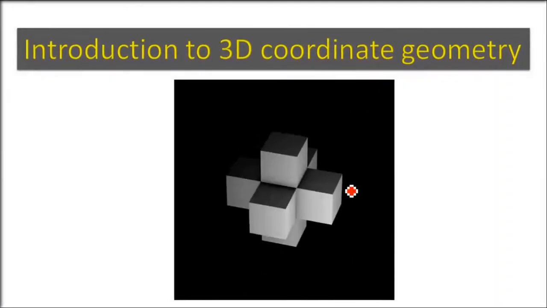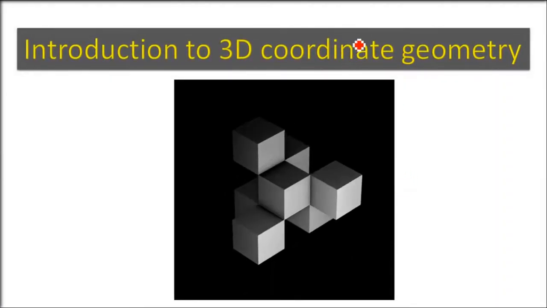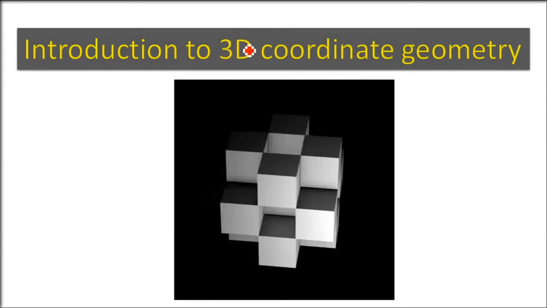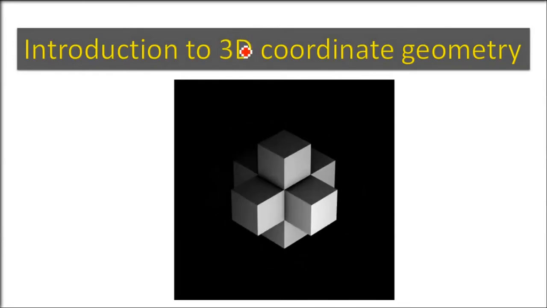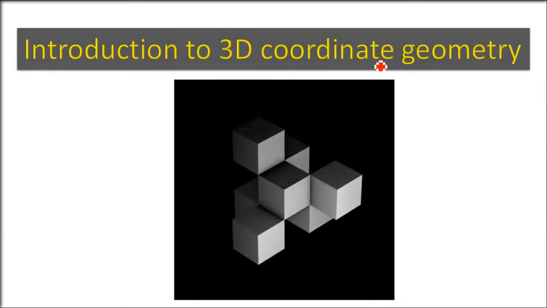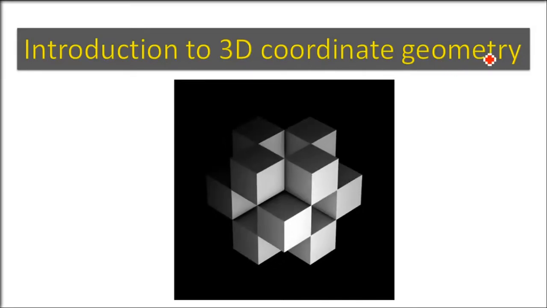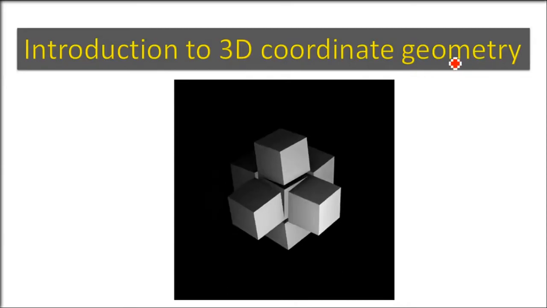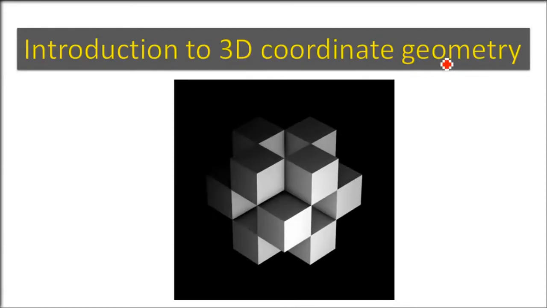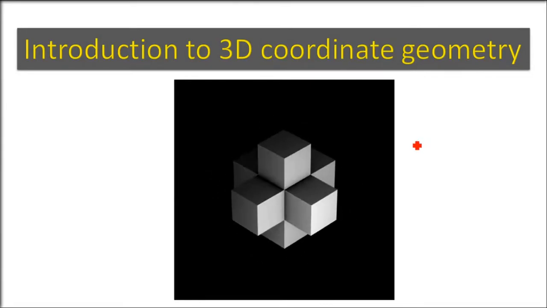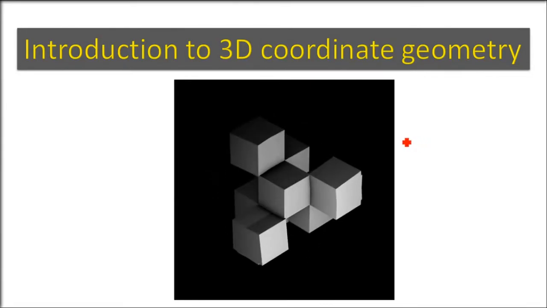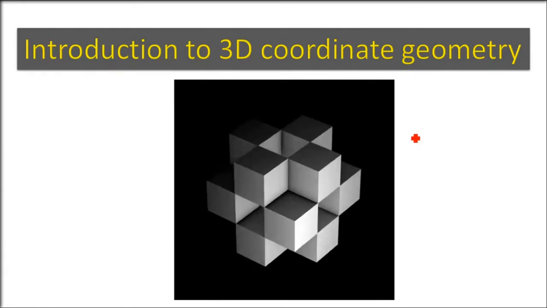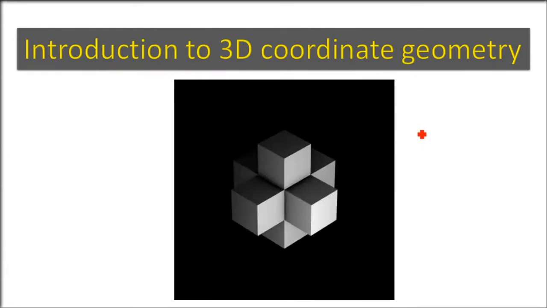The story of 3D coordinate geometry. 3D means 3 dimensions. Up till now we have seen 2 dimensions. When we talk about 3D geometry, we also have a coordinate system, equivalent to the Cartesian coordinate system which we know, but we are going to add one more dimension.